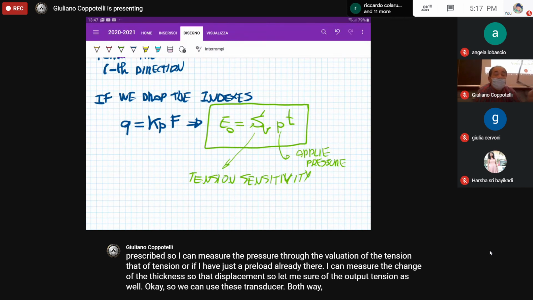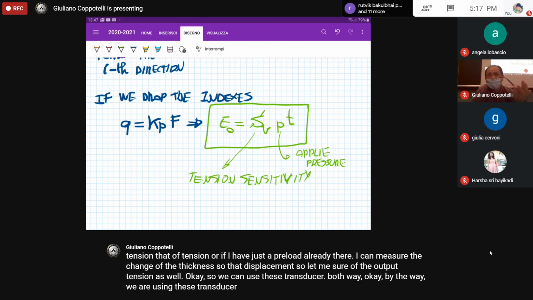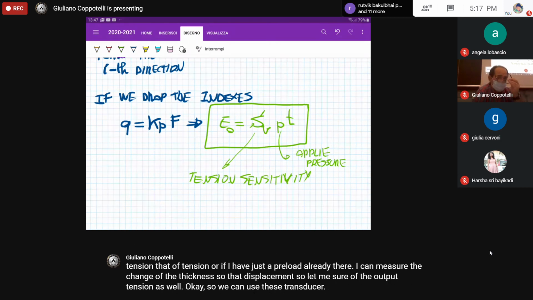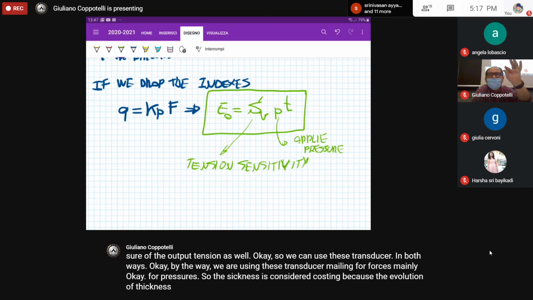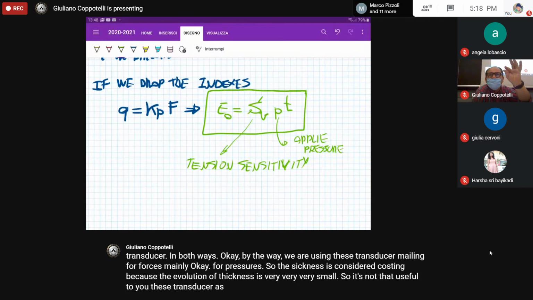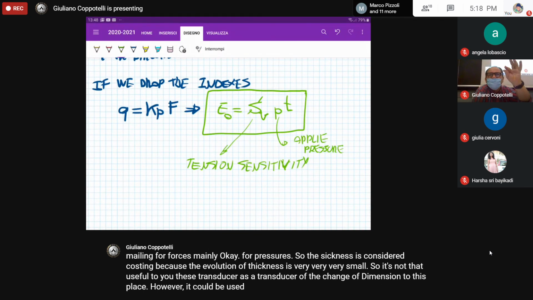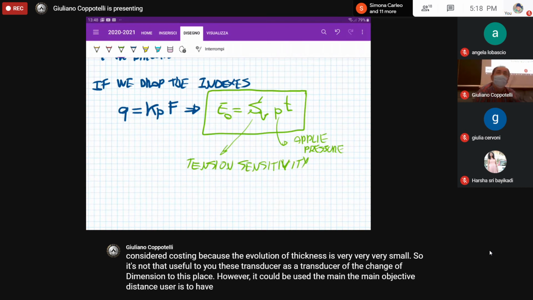By the way, we are using this transducer mainly for forces, mainly for pressures. So the thickness is considered constant because the variation of thickness is very, very small. So it's not that useful to use this transducer as a transducer of the change of dimension, so displacement. However, it could be used. The main objective of this transducer is to have a load, so pressure.